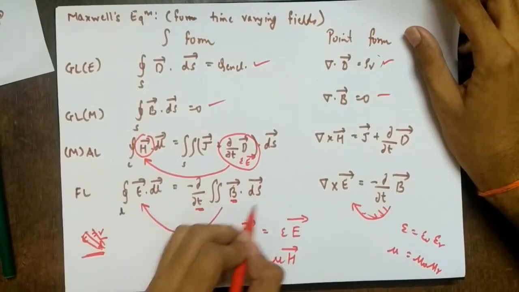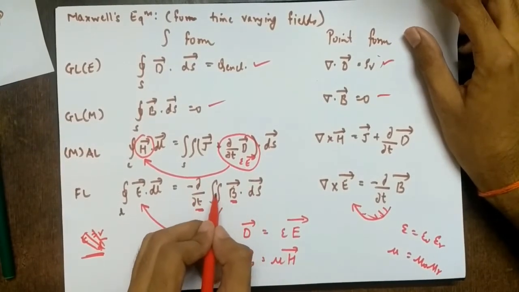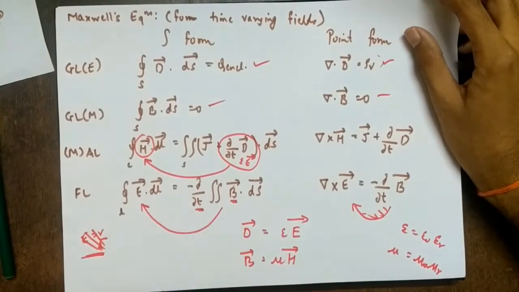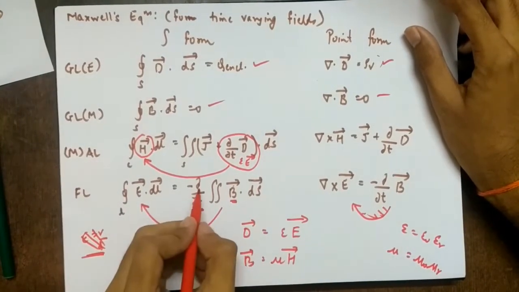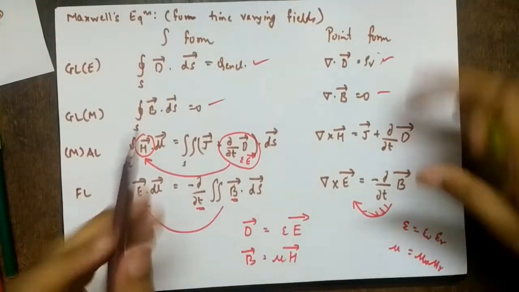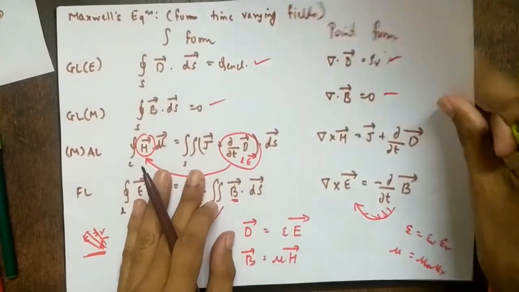Next, I said this term is 0, assume. Means if this term is not there, the electric field also will not be there. So let's see that case. That is the case when it is not time varying. Not time varying indicates it is static. So next we write Maxwell's equations for static fields.